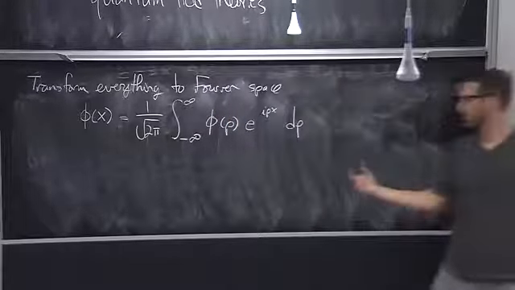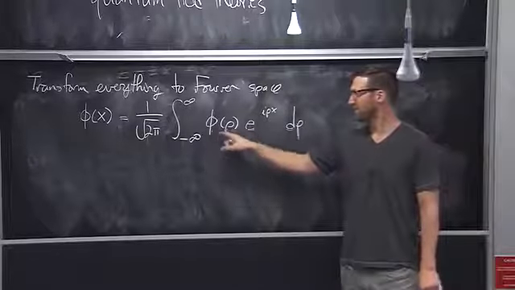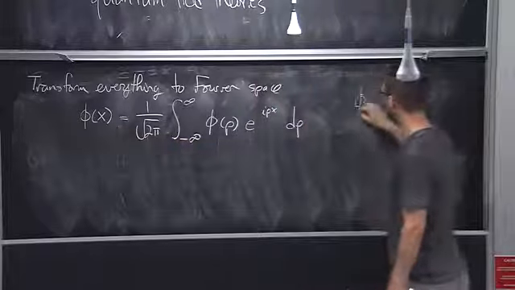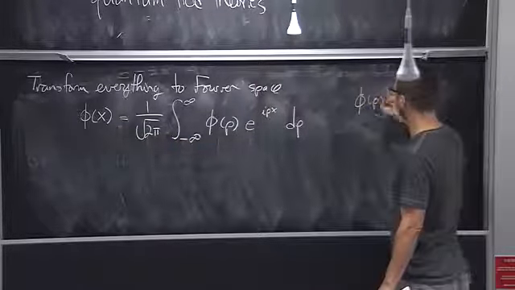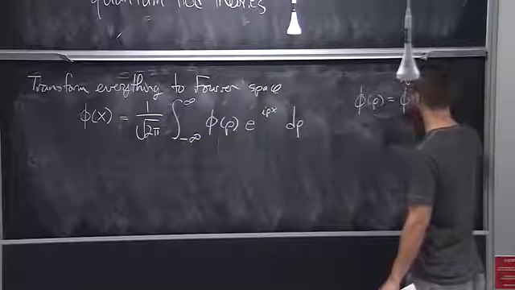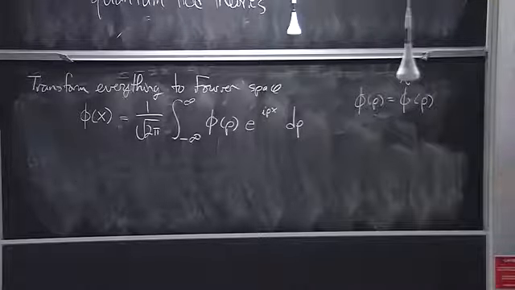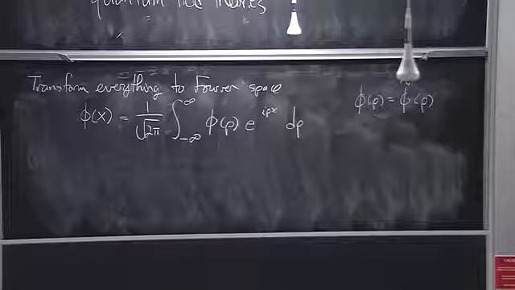And remember that this is a different object than this. Sometimes people write this with a tilde over top or something like that, just so you remember that it's not the same function, just with p substituted into it. It's the Fourier transform field, right? It's a different function.